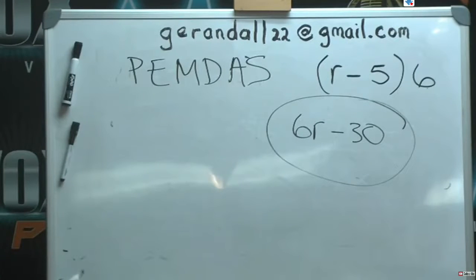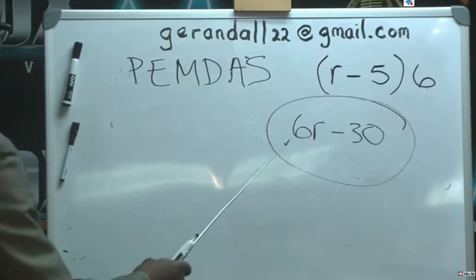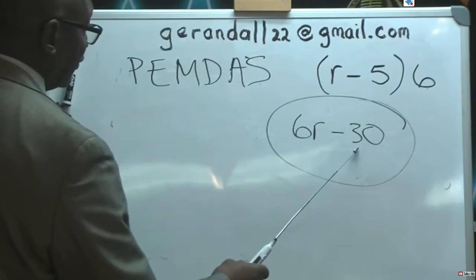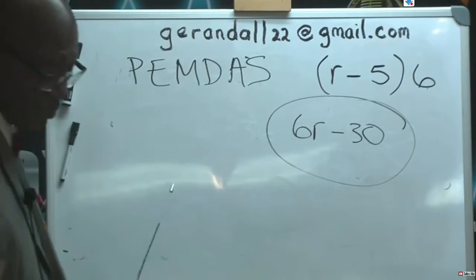Again, this is a situation where there's no numeric answer. You end up with a variable and, in this case, an integer minus 30.